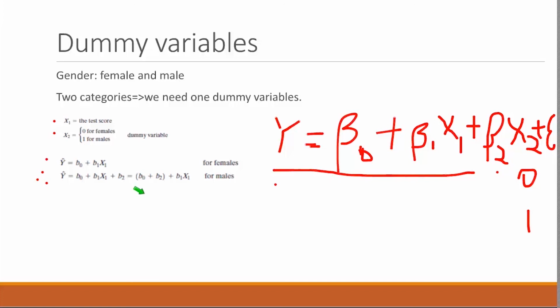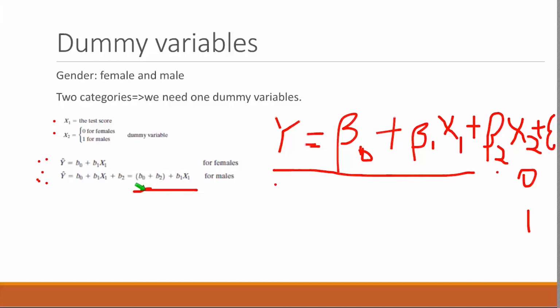And that, if you arrange the terms, you get the following, which is another simple linear regression, another straight line. So now if you compare these two equations, you can tell that for female and male, they have the same slope, which is beta 1, the same slope, but the y-intercept is different, right?